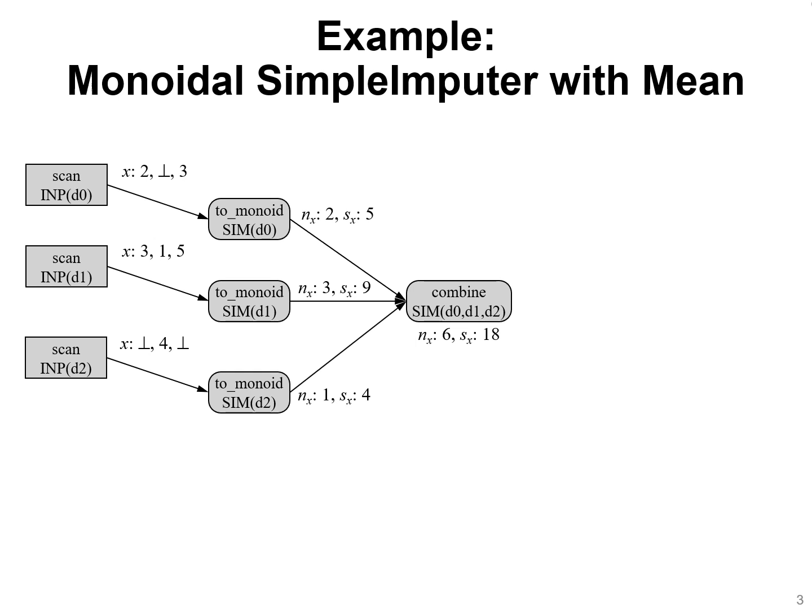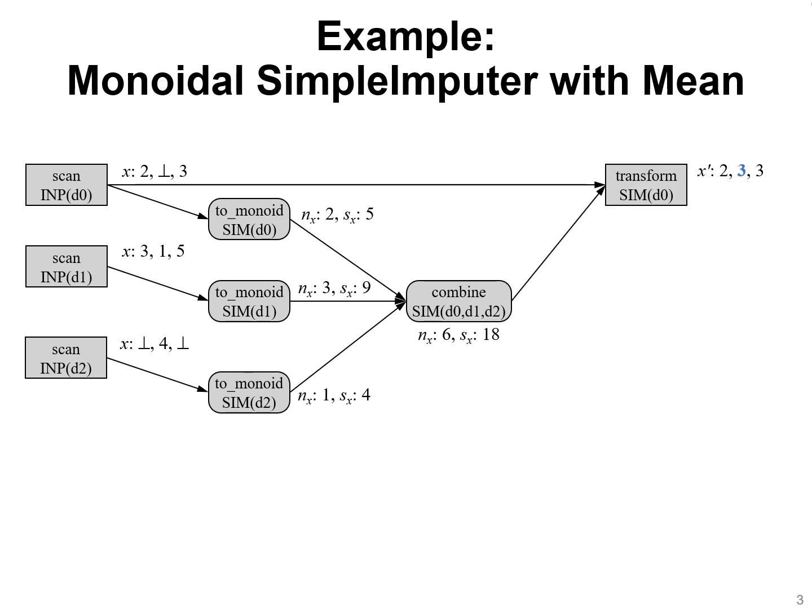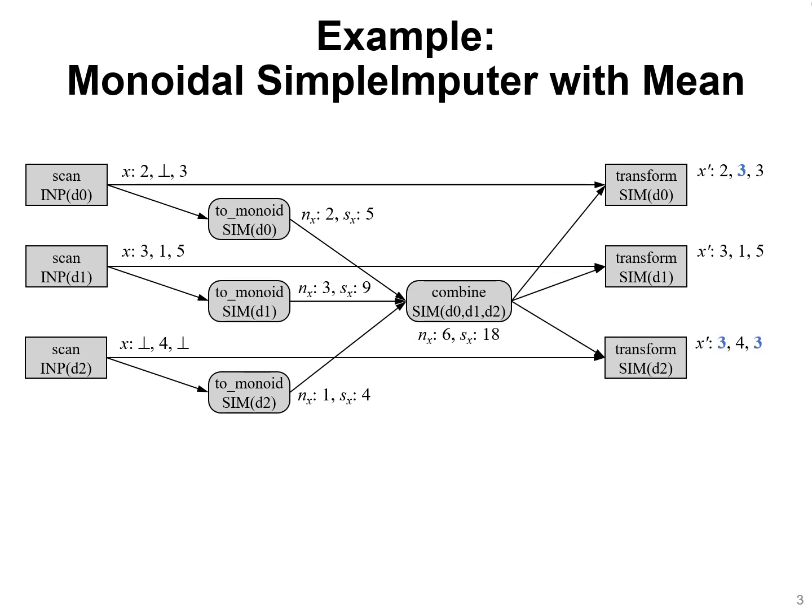Once we have the learned coefficients for the entire dataset, we can use the simple imputer to transform each batch independently. So for instance, in the first batch, the missing value gets imputed as 3, which is 18 divided by 6. So it is the mean of the non-missing values. Similarly, the second batch does not have any missing values, and in the third batch, we can impute both missing values as 3. And now that we have transformed the data, we can use it further downstream in additional operators of the same pipeline.